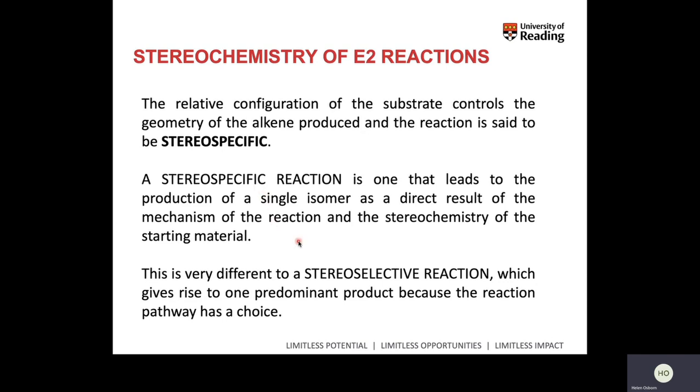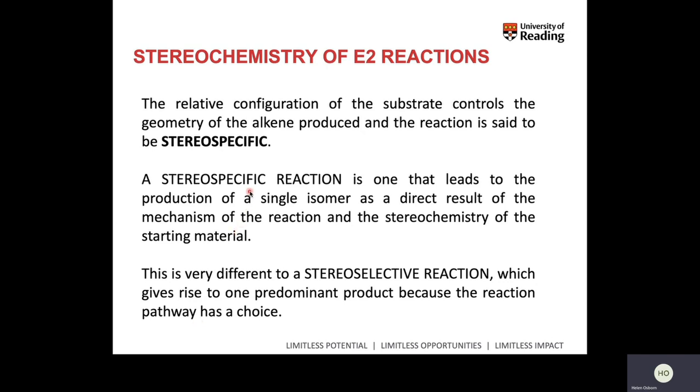So the stereospecific reaction is very different to a stereoselective reaction. For a stereoselective reaction, you might get one predominant product, but you'll always get a mixture because the reaction pathway has a choice. If we think back to the E1 reaction, we did get one predominant product, but we always got a mixture of the E and the Z alkenes. And that was because the reaction pathway had a choice. The carbocation intermediate from which the elimination occurred could rotate around the C-C bond to give different orientations of that carbocation, and they led to the different alkene stereochemistries.